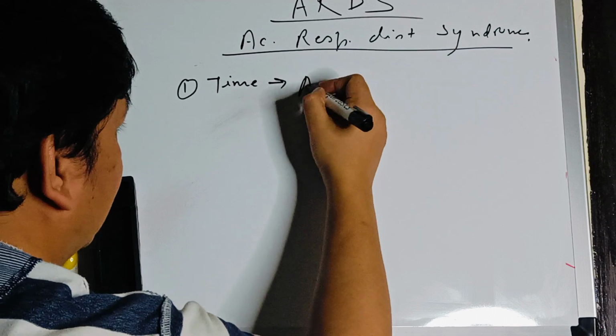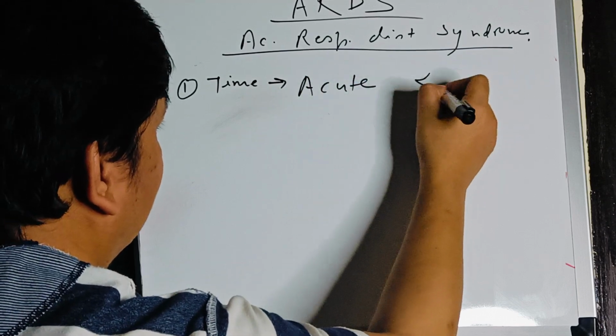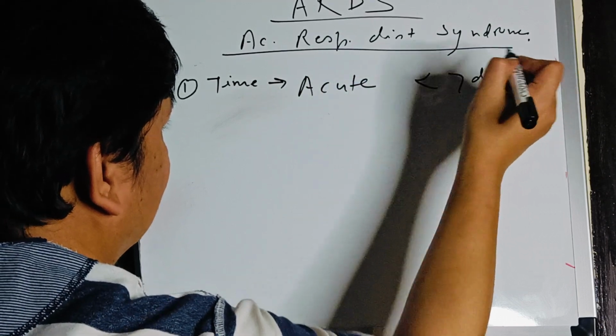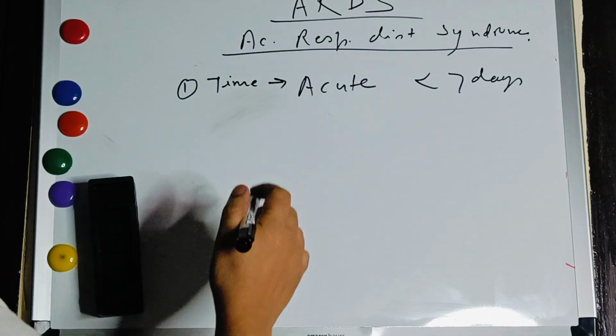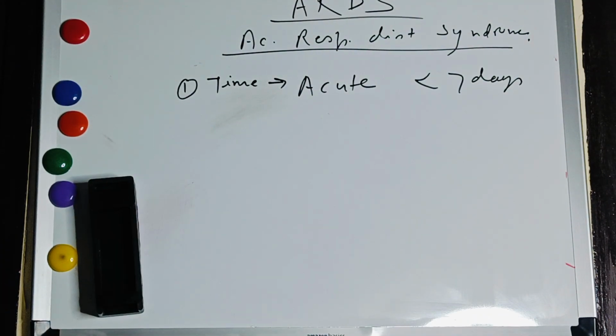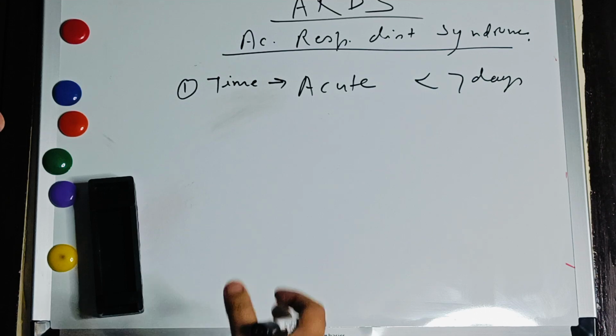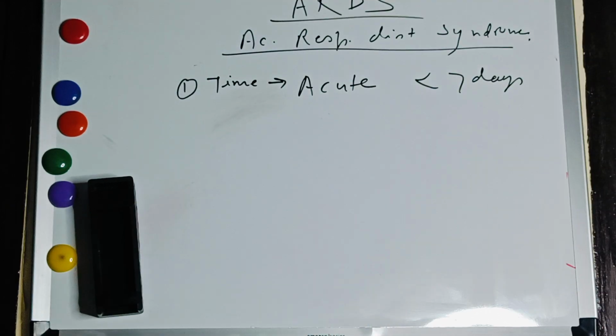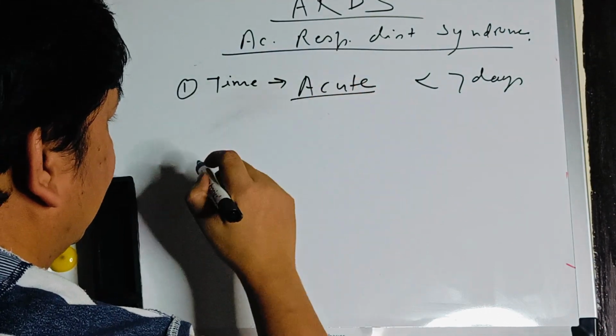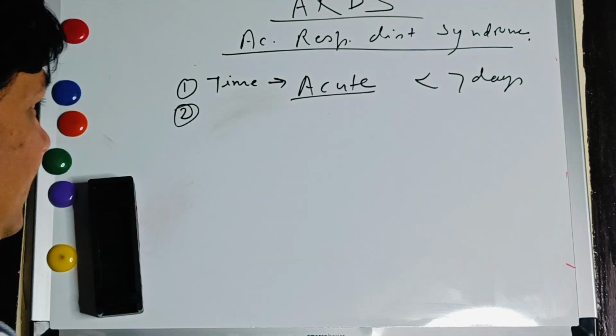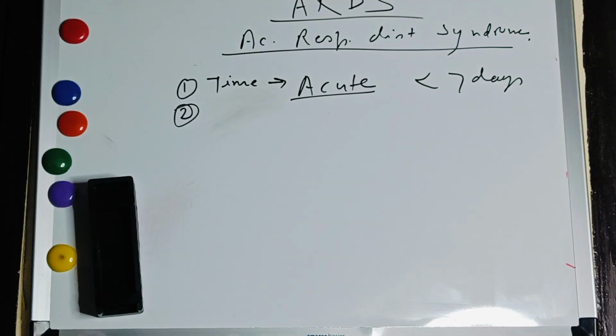So acute onset, and it has to be within 7 days of insult. It may be infectious, it may be inhalational injury, it may be traumatic. There are a lot of causes and risk factors that we will discuss later on. But whatever the inciting factor, this has to be within 7 days of the onset of signs and symptoms. So it has to be acute. Acute presentation is the first criterion.